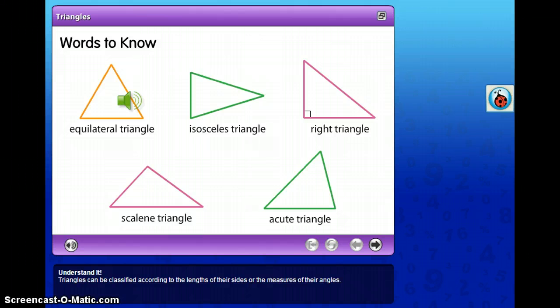Hadley? Yes, it is a triangle that has all sides that are equal, and what you notice is equilateral triangle has the word equal in it. An equilateral triangle has all sides equal.